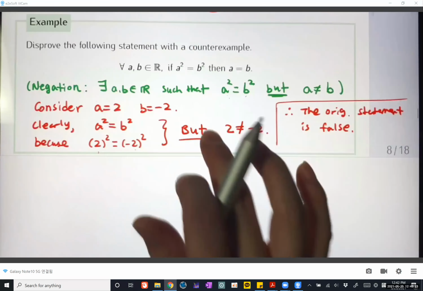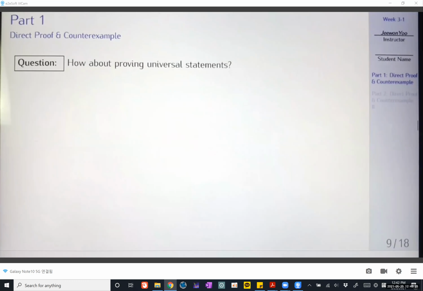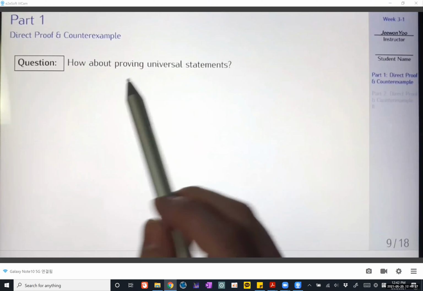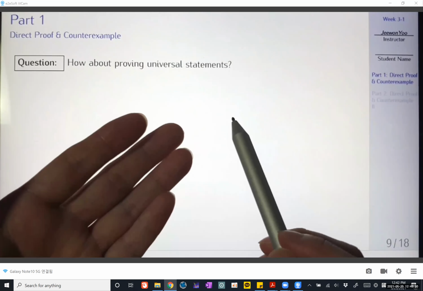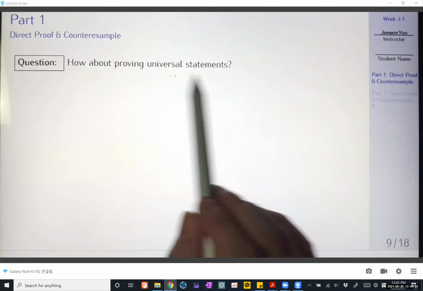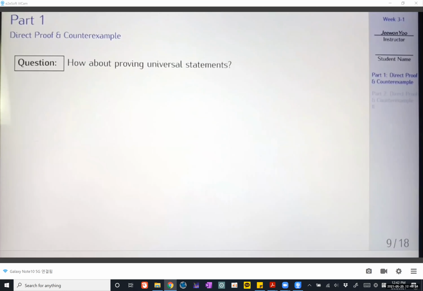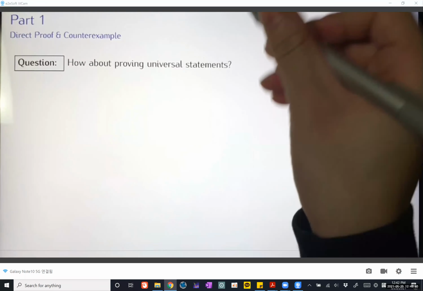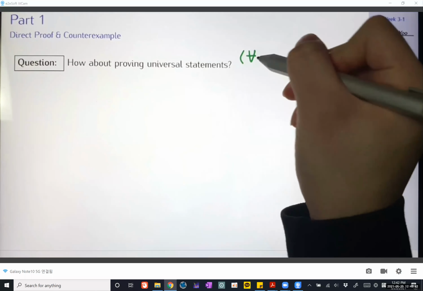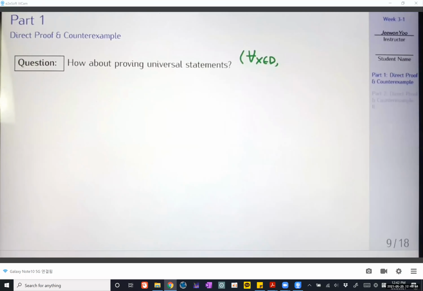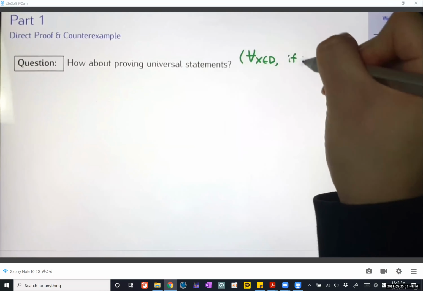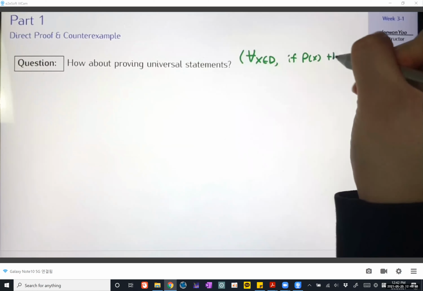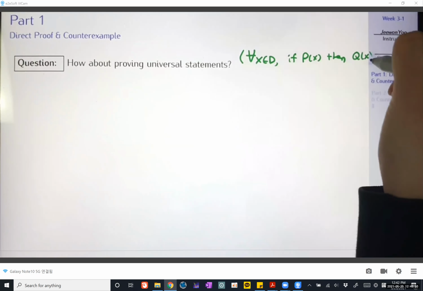Okay, so here's the question. If you are now comfortable disproving universal statements, how about proving universal statements? Proving universal statements can be a big headache. And universal statements look like this: for all x in D, if P, then Q.